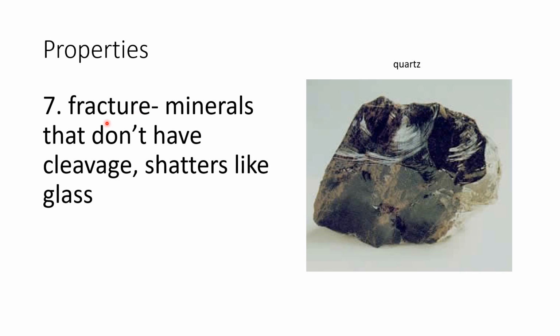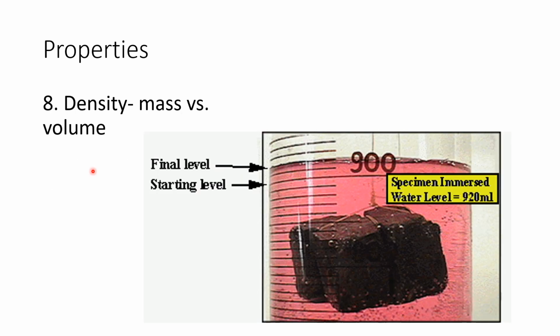So this is when a mineral doesn't break in flat sheets. It just kind of shatters like a piece of glass. So here's an example of what fracture looks like on a mineral. This is a piece of smoky quartz, and you can see that when this broke, it broke in irregular facets, not flat sheets.